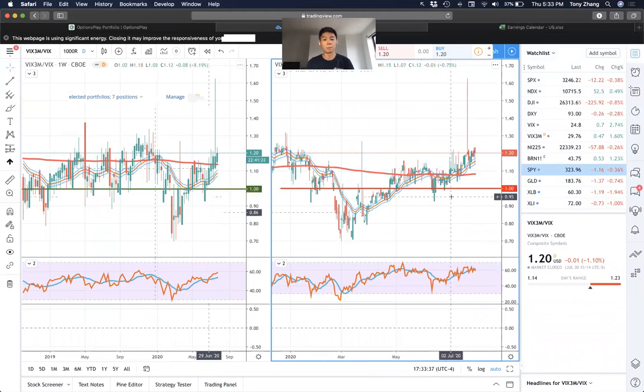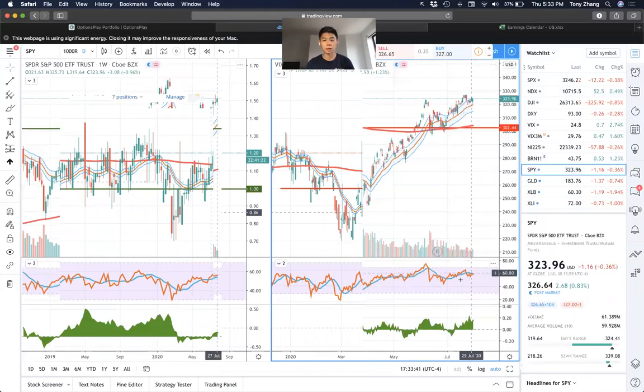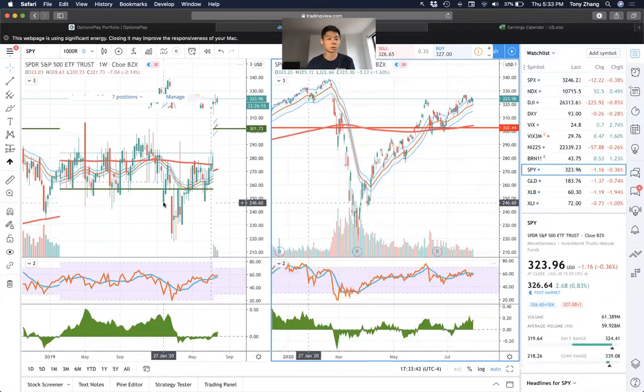How do you define momentum? So we usually use RSI to determine momentum. So RSI is my primary determination of momentum.